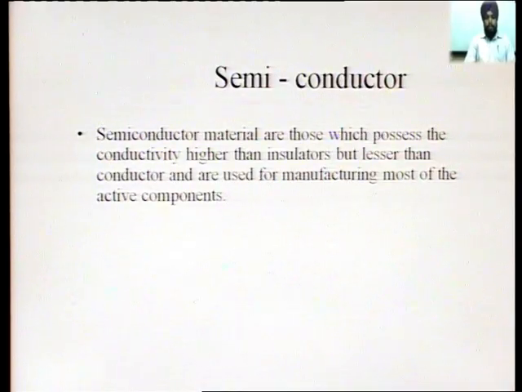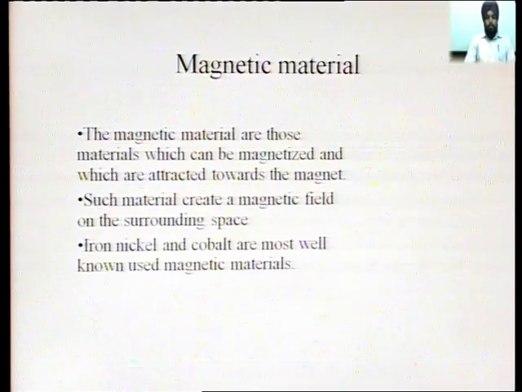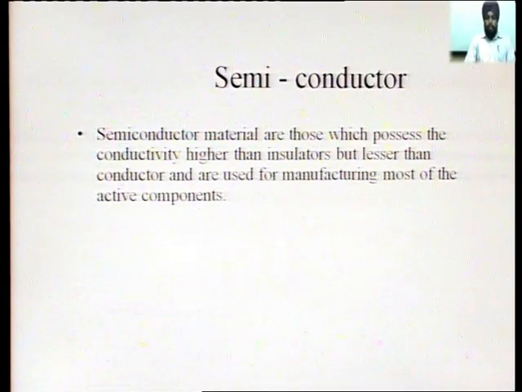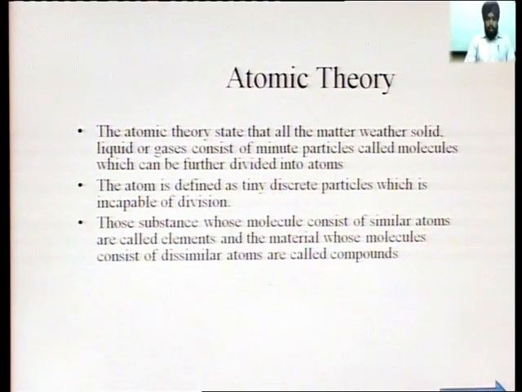Next is semiconductor material. As you know, semiconductor materials are those which possess conductivity higher than an insulator but lesser than a conductor, and are used for manufacturing most of the active components. So again we will discuss the atomic theory. As I already discussed, in atomic theory, all matter, whether solid, liquid or gas, consists of minute particles called molecules, which can be further divided into atoms. Atoms are tiny particles which are incapable of division.